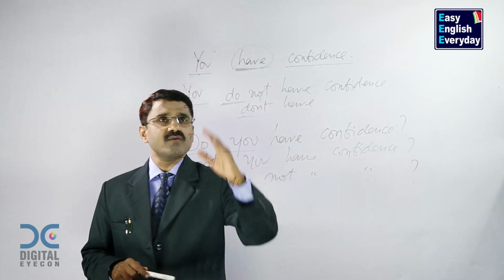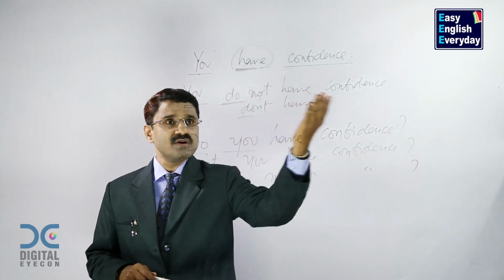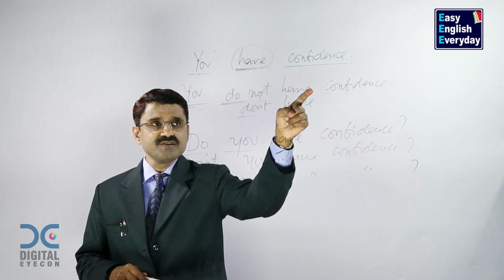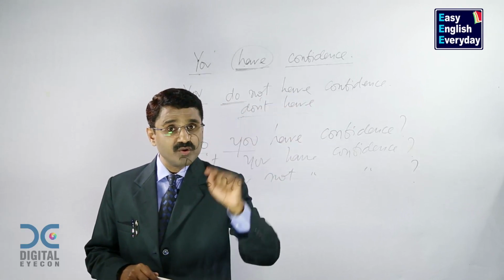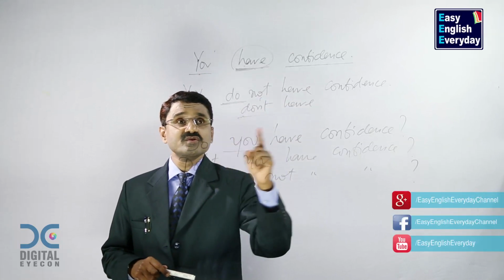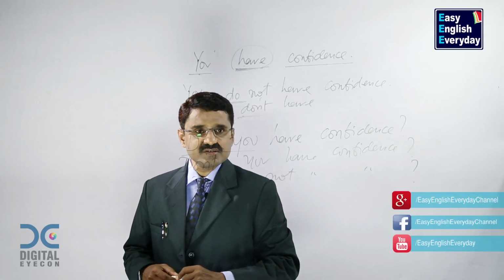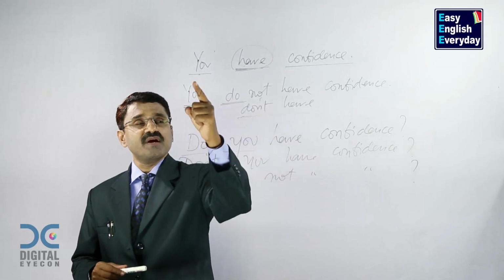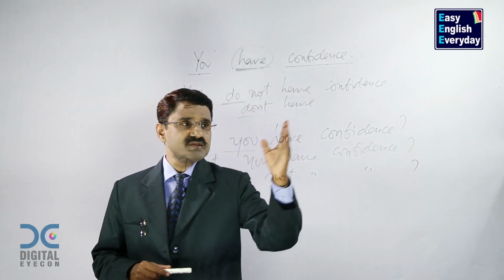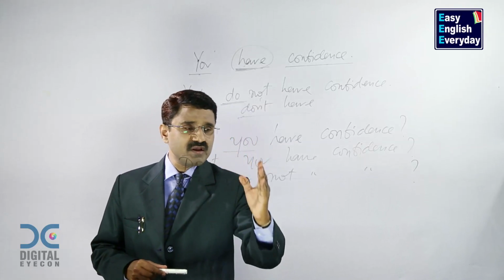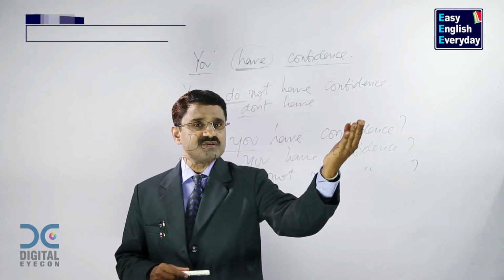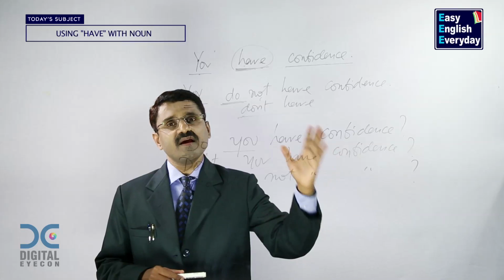Let us try with one more noun. I have patience, I do not have patience. Do I have patience? Don't I have patience? You have patience, you do not have patience. Do you have patience? Don't you have patience? They have patience, they don't have patience. Parents have patience. Parents do not have patience. Do parents have patience? Don't parents have patience?